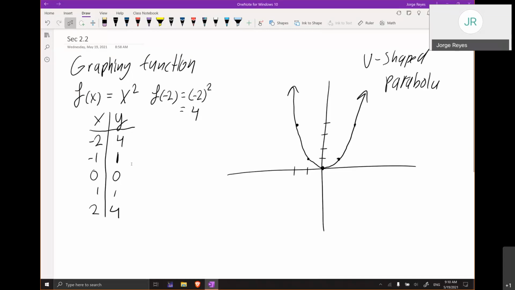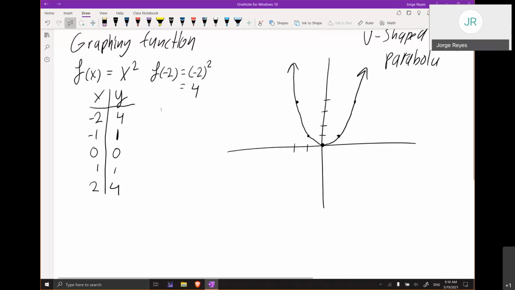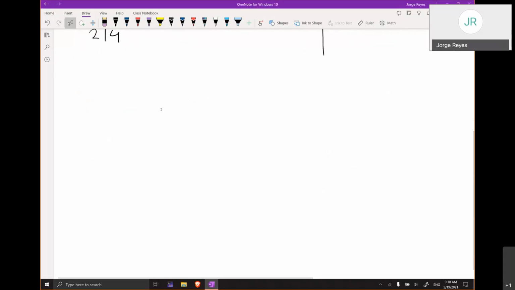And you can always plug in points. Now if we add stuff and subtract stuff, then it'll look different. But this is x squared. Okay. Now the next thing is let's just go up 1 power.